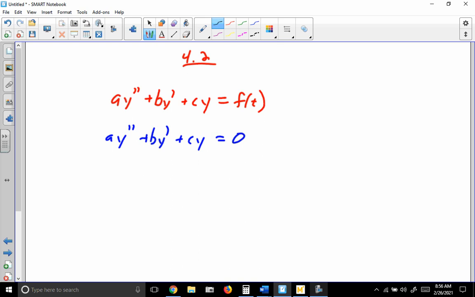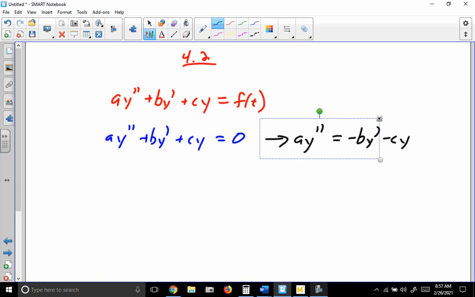So we need to think about what our solution will resemble. Notice if we isolate our second derivative here, we would have minus by prime minus cy. So our second derivative is just a linear combination of our function and the first derivative. So you have to think what type of function would have a second derivative such that when we added the first derivative and the function together, those would be equal.